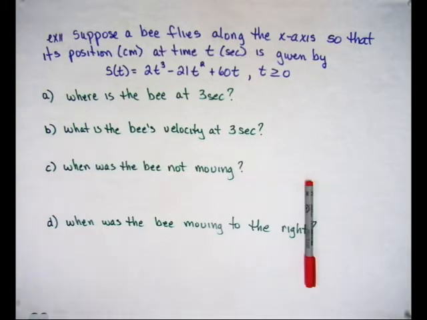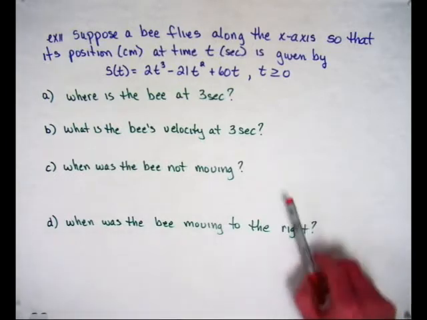Okay, now that we've seen that we can take a position function and differentiate it to get the velocity function, and then differentiate that to get the acceleration function, it's now possible to analyze the motion of an object pretty much as we want. So it's really quite powerful.